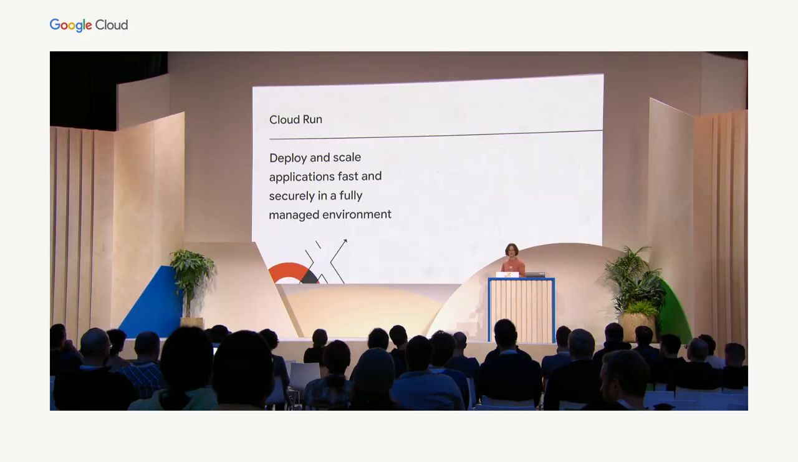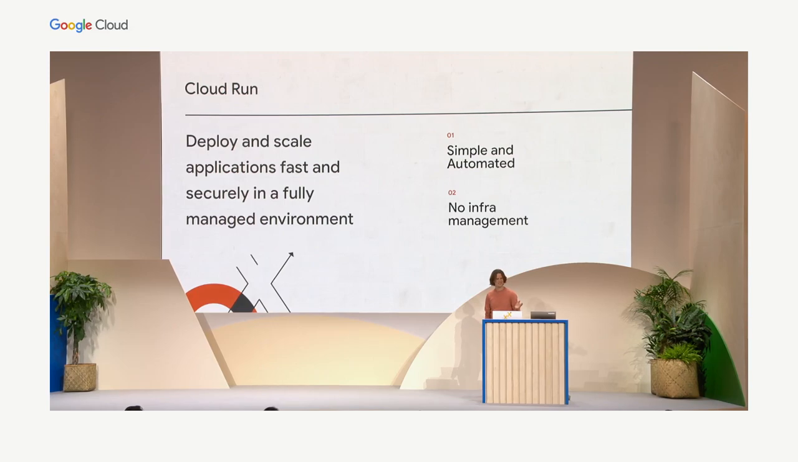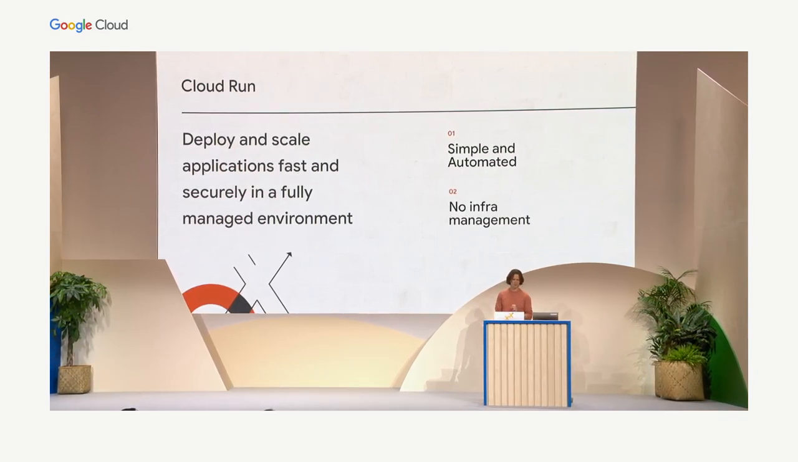Now, let's talk about Cloud Run. Cloud Run is a fully managed platform that lets you run your code in containers directly on top of Google's infrastructure. There's no Kubernetes in between. Cloud Run automatically adds more instances to handle all incoming requests or events. It's very simple and automated. There's no infrastructure to manage, no cluster to worry about.